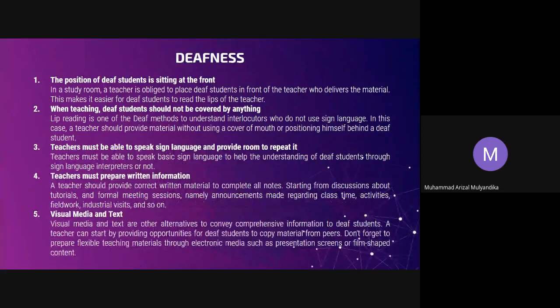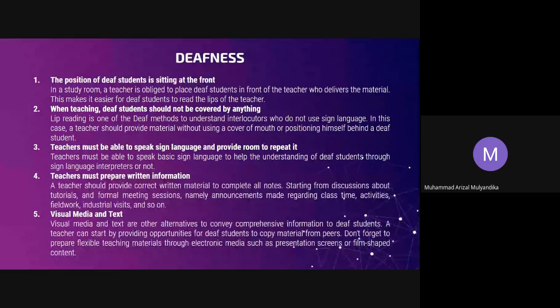And the next is for deafness. First is the position of deaf students, sitting at the front. In a study room, a teacher is obligated to place deaf students in front of the teacher who delivers the materials. This makes it easier for deaf students to read the lips of the teacher.